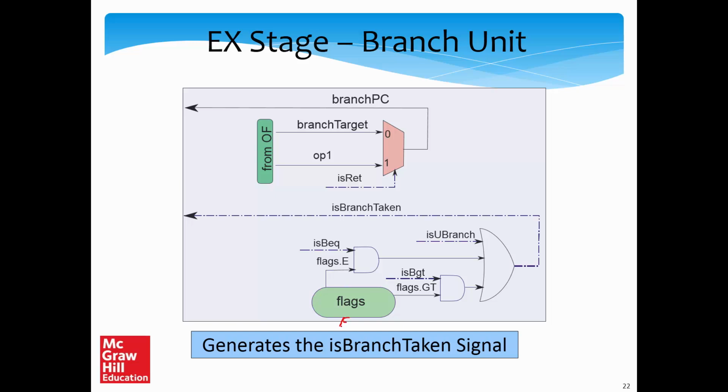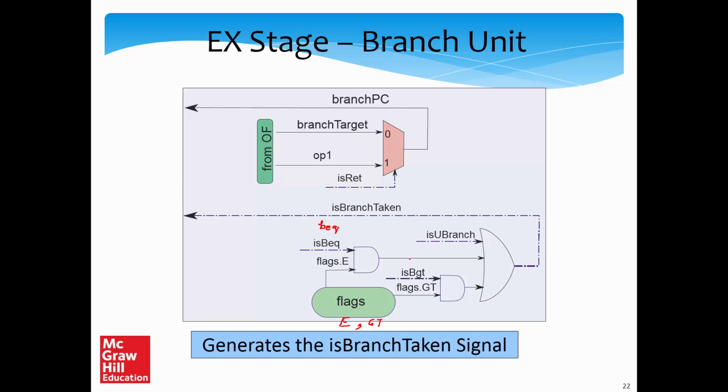The E bit is set if the last comparison led to an equality, and the GT bit, the greater than bit, is set if the last comparison led to a greater than condition, that the first operand is greater than the second. So now let's see. If the instruction is a BEQ, branch if equal instruction, then the isBEQ signal is set to true. If this signal is true and flags.e, the last comparison, had led to an equality, then this means that it should be a taken branch.